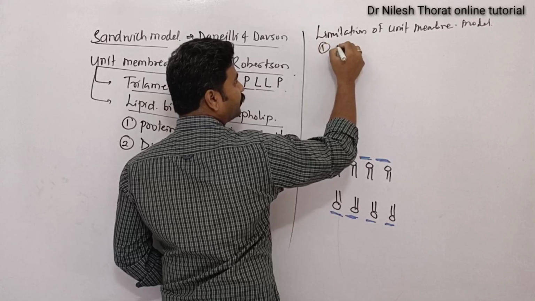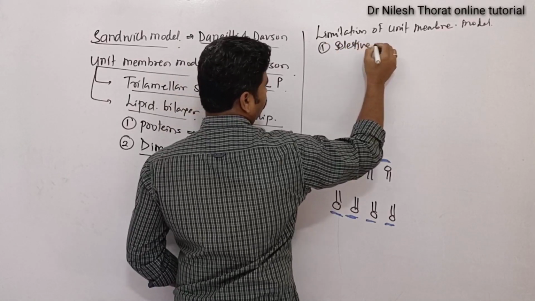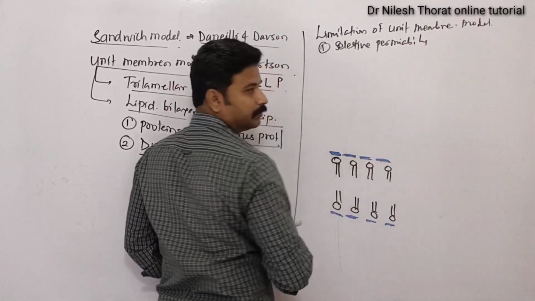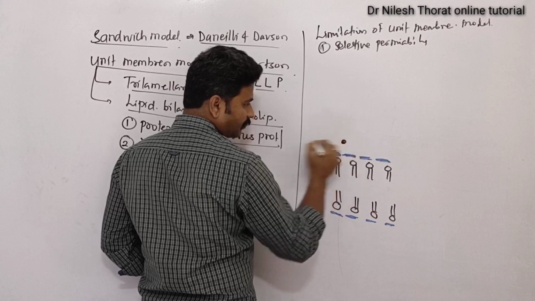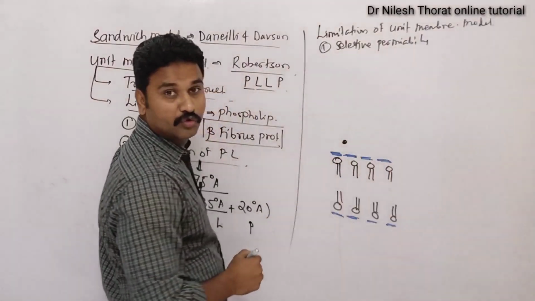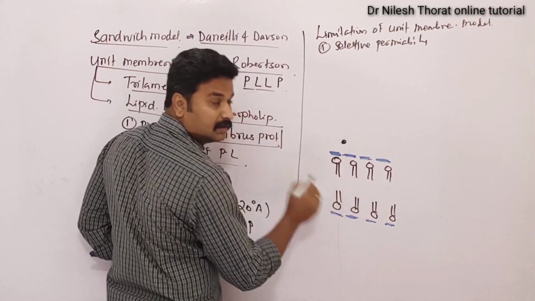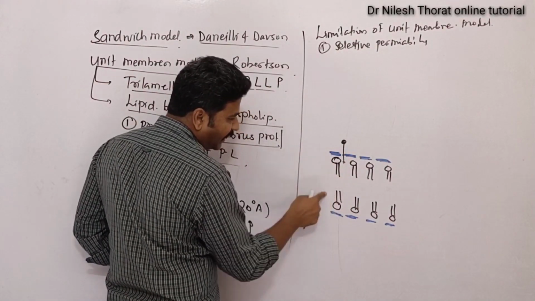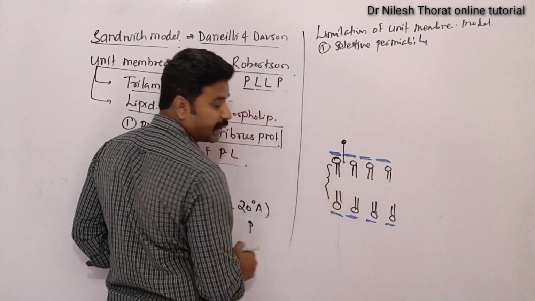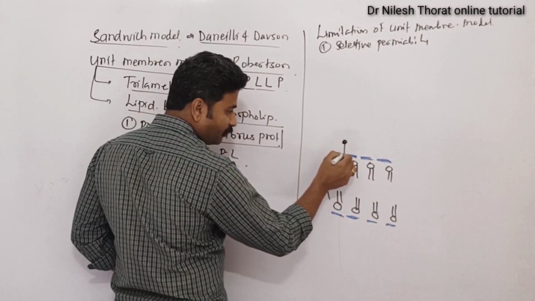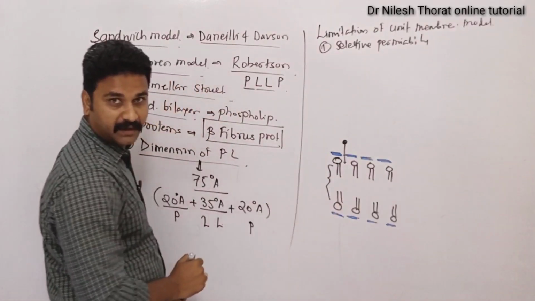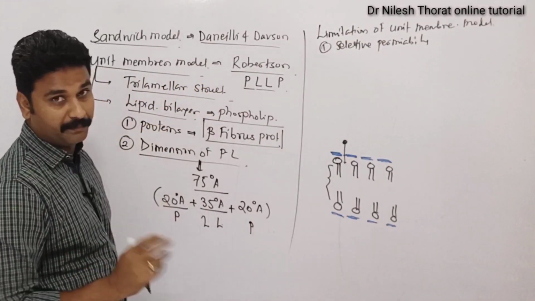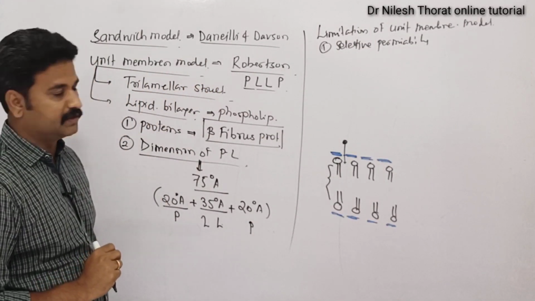Number one, it cannot prove selective permeability, because whenever a substance, let's say a water soluble substance, will try to enter the plasma membrane, then it can go up to this level. As this much part of the plasma membrane is hydrophobic, a water soluble substance cannot pass through this membrane, so it does not help in proving the selective permeability of the membrane. So this is the first limitation of this model.